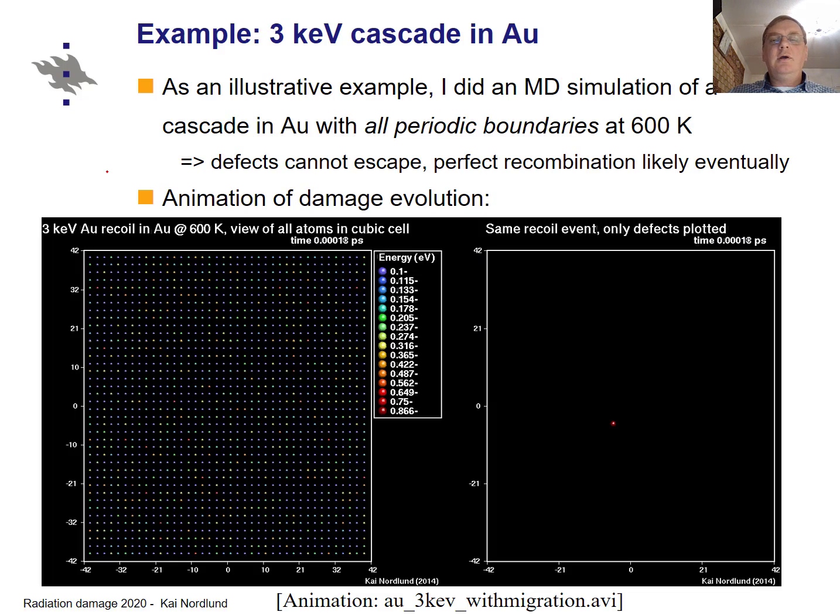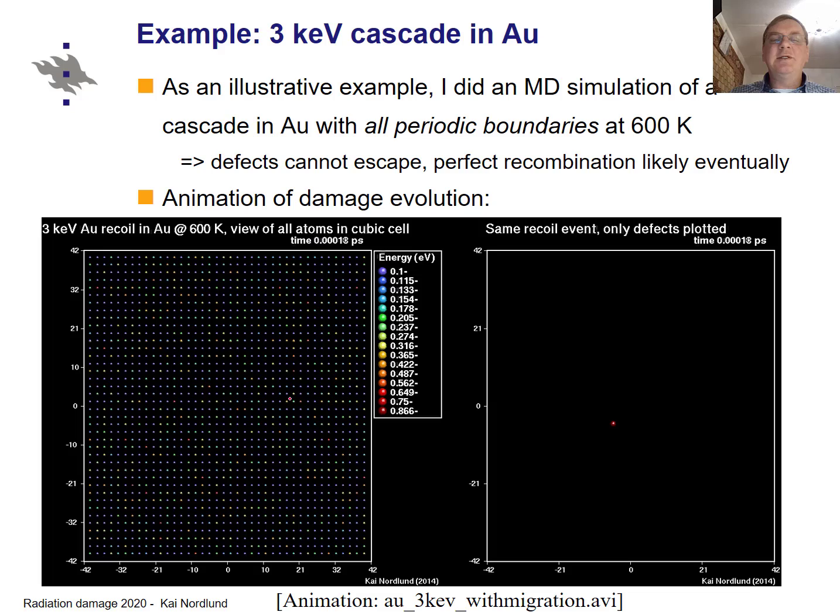And here is now an illustration, a computer simulation. This is not fully realistic as a simulation condition, but within the limitations, it is realistic and should give an idea of what's going on here. So what was done here? This is a simulation of a low energy cascade at 3 keV, recoiling gold at 600 kelvins. And this will show the collision cascade pretty much as usual. But importantly, this plotting is now of all atoms in this cubic cell. And this is a pretty small cell intentionally, less than 100,000 atoms.